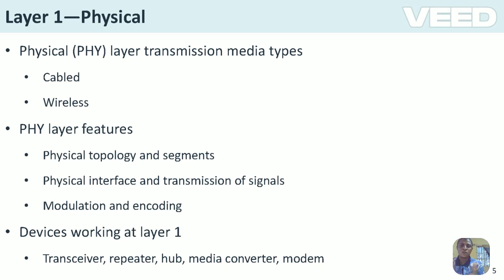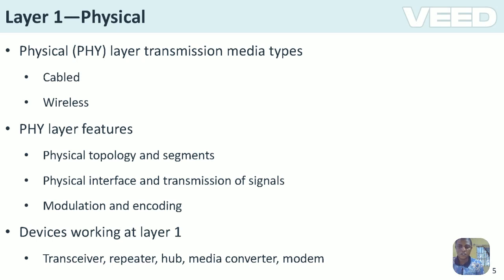So we have only two types. Number one, transmission media is the cable types. Number two, under the transmission media, is the wireless type. So these are the two major means of transmitting data from one location to another by the physical layer.